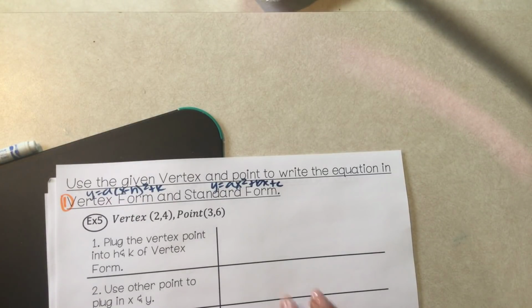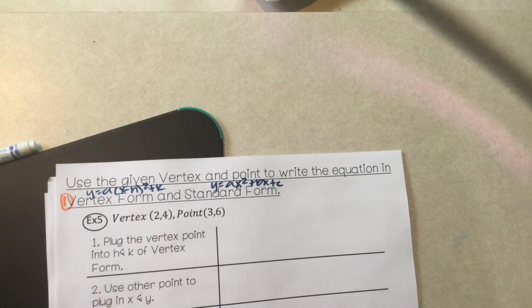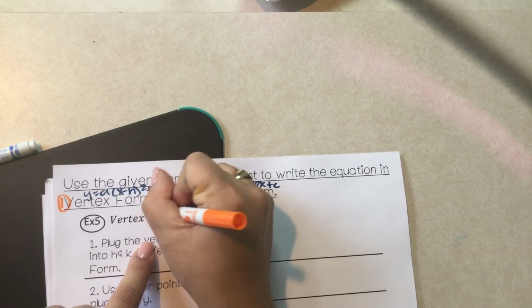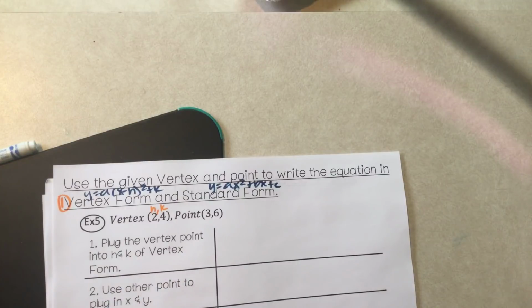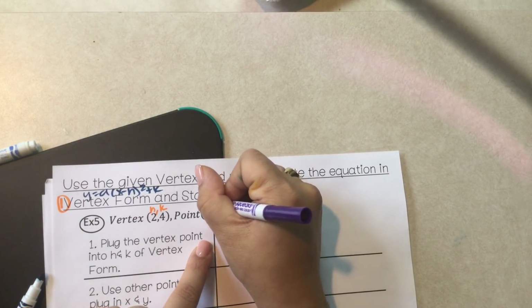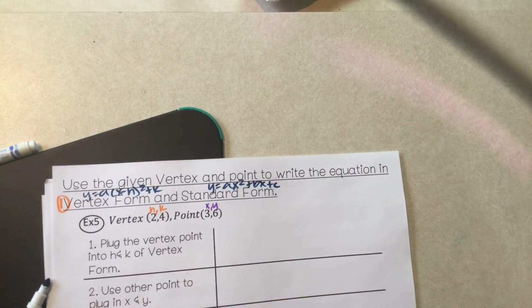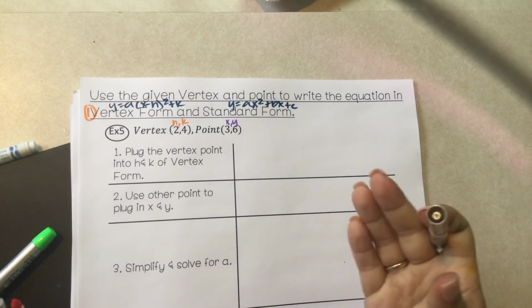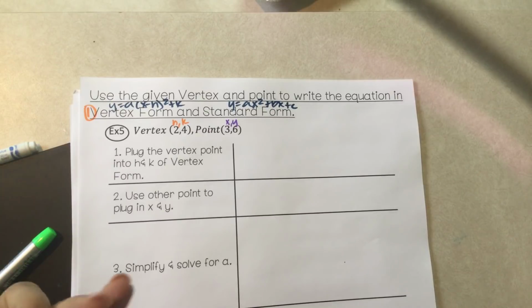You'll also want to remember that because we're in vertex form, our vertex values that we use are h and k, and the point, well, that's just going to be x and y. So I've gone ahead and labeled mine. That typically helps me. And what's going to end up happening is, you guys are hopefully using pencil. This will be a little bit easier, so watch this one.